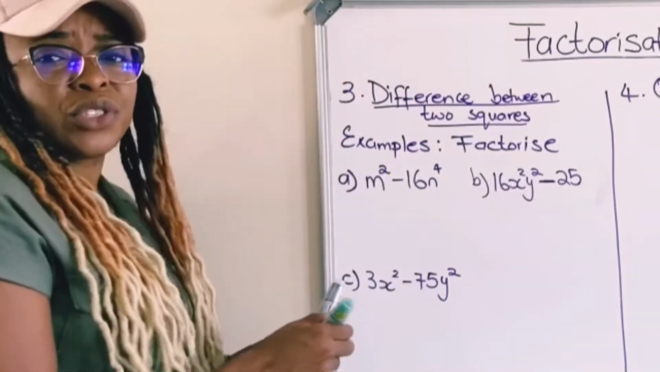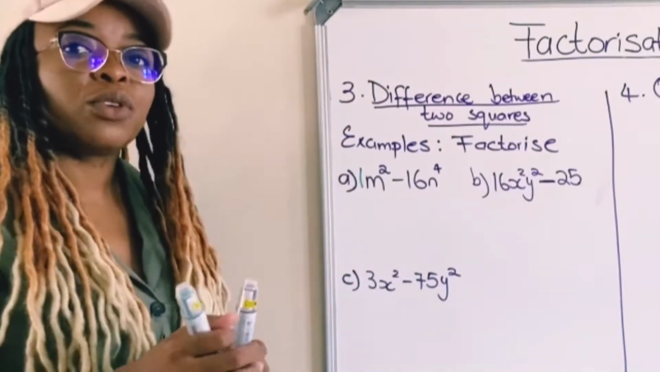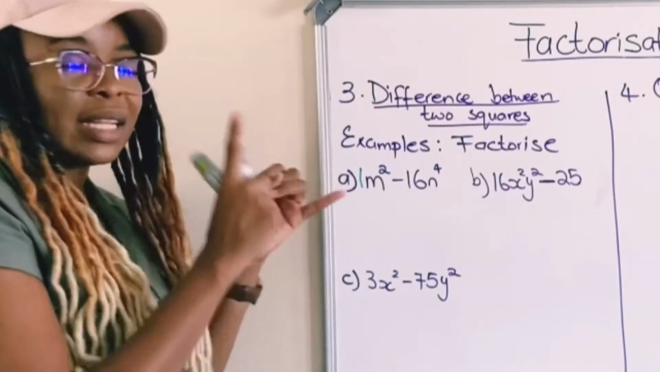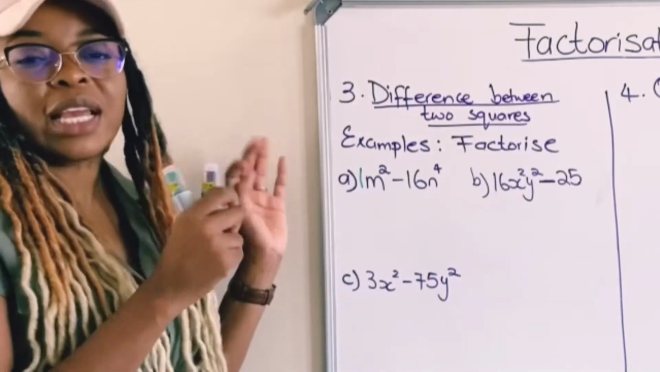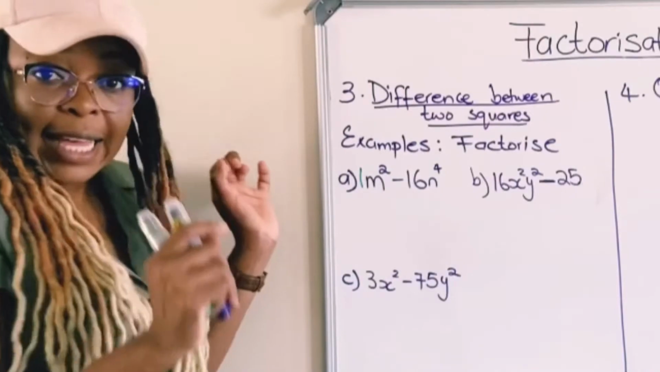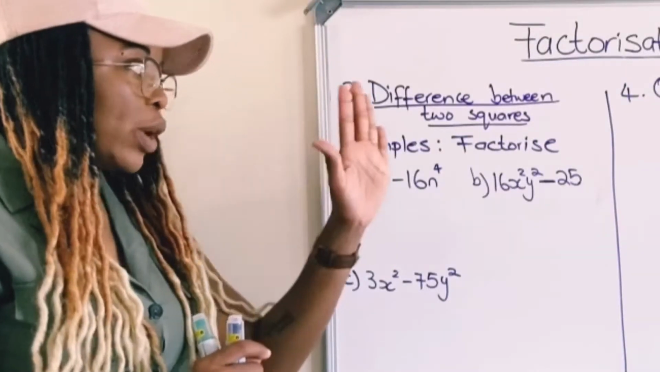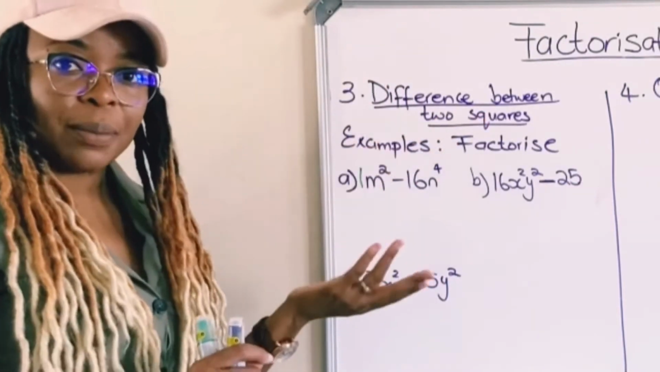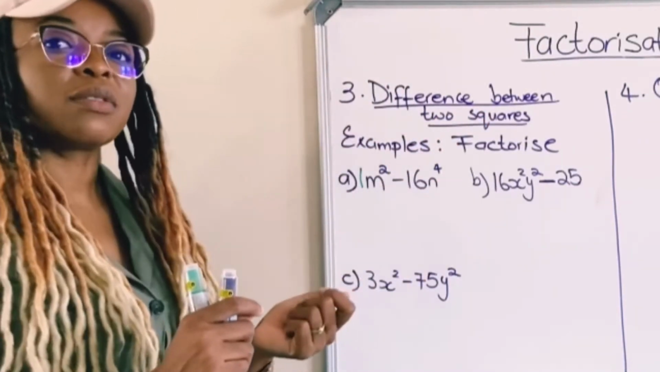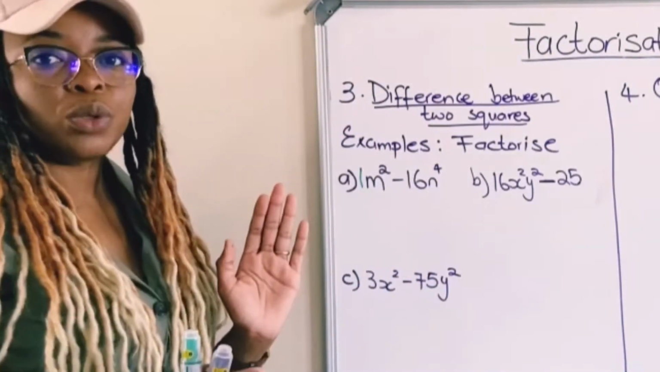What is the coefficient of m squared? It's 1. So the coefficients I'm looking at are 1 and 16, and I know 1 and 16 are square numbers. So, tick. Then we go to the next condition. Is there a minus? Yes, there is a minus. Then I go to the variables I'm given: m squared and n to the power 4. And 2 and 4 are even numbers. So the third condition is also satisfied.